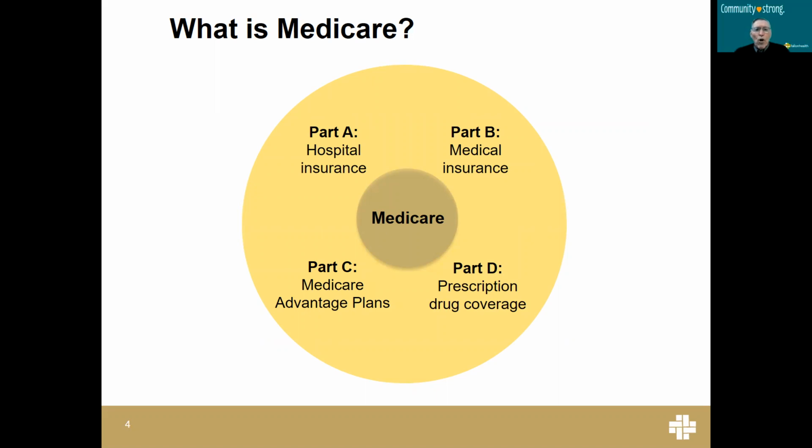Medicare has four parts. Part A is known as hospital insurance. Part B is medical insurance. Part C are the Medicare Advantage plans. Part D are the Medicare prescription drug plans.